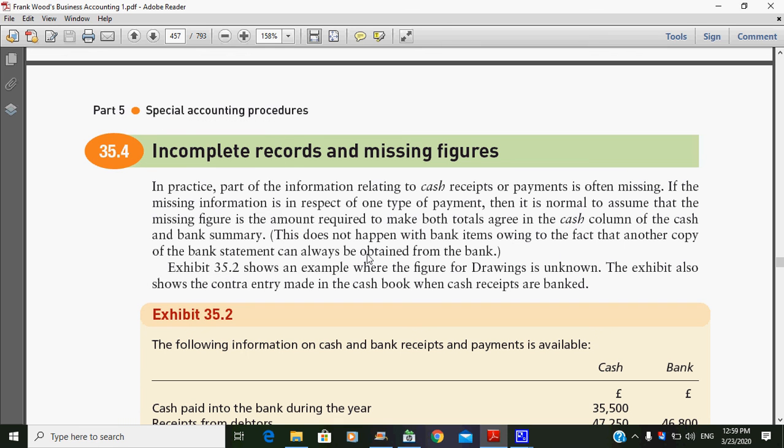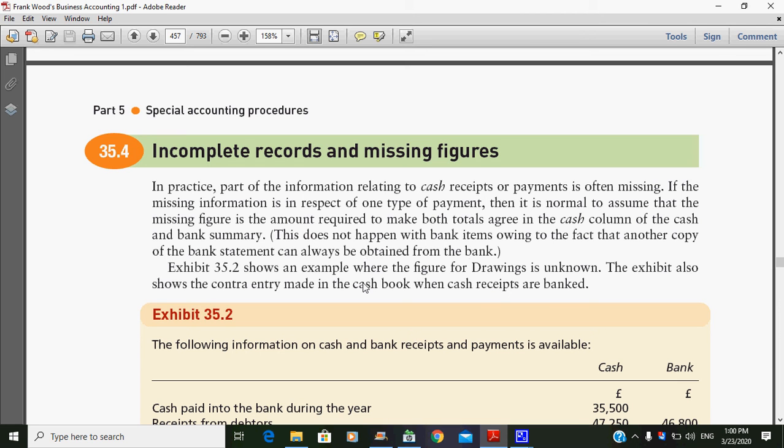Welcome back, folks. Now we're going to look at incomplete records and missing figures. In practice, part of the information relating to cash receipts or payments is often missing. If the missing information is in respect of one type of payment, then it is normal to assume that a missing figure is the amount required to make both totals agree in the cash column or the cash and bank summary. This does not happen with bank items, owing to the fact that another copy of the bank statement can always be obtained from the bank.